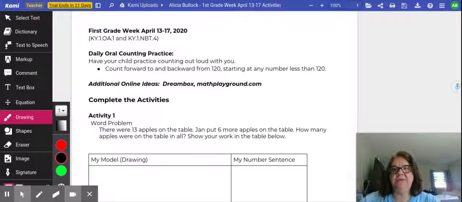All right, good morning. We're looking at our math work for the week of April the 13th through the 17th. It doesn't matter what order you complete these things in, just as long as you complete them all.